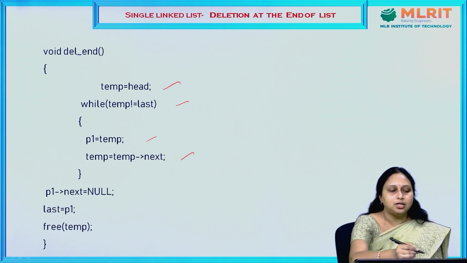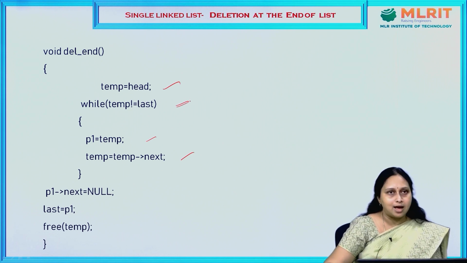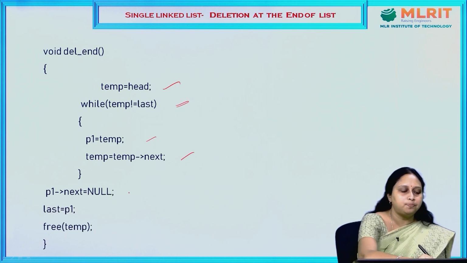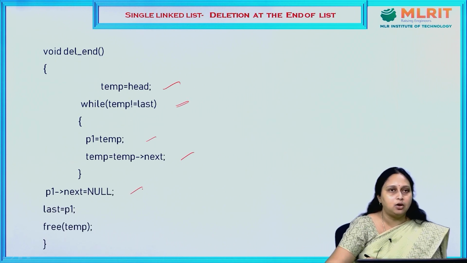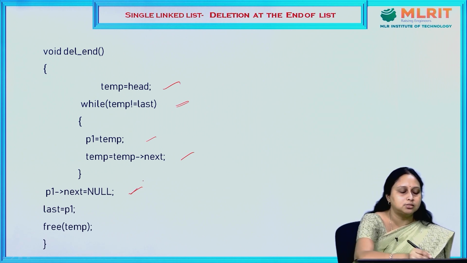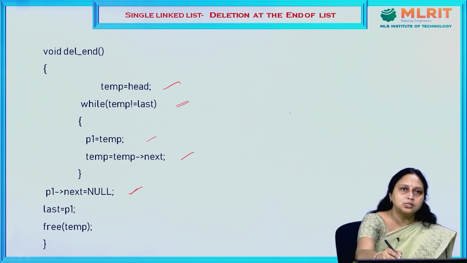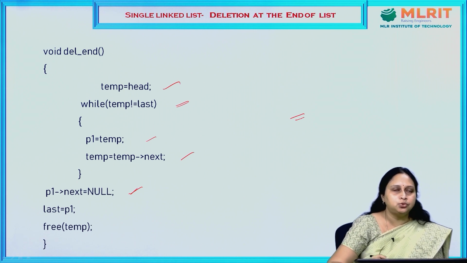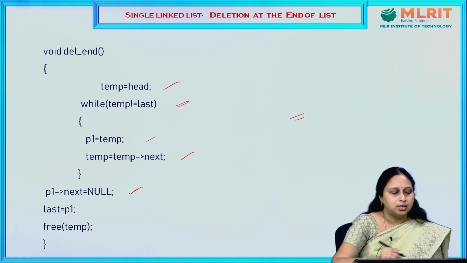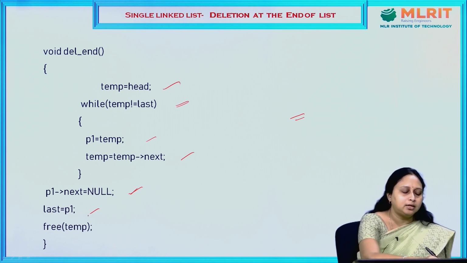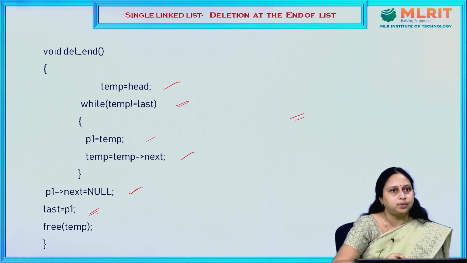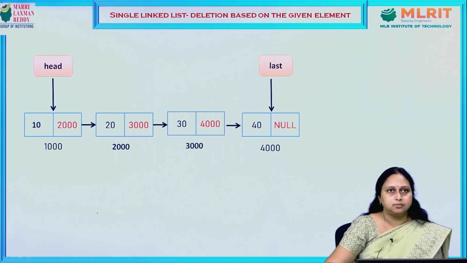If you reach temp equal to last, in that case we are going to perform P1 arrow next equal to null. Why? Because the last node's next address should be null. That's why we are going to make this P1 arrow next equal to null. And at the same time, after removing the last node from the list, the previous node becomes the last node. That's why we need to assign last equal to P1. And after assigning last equal to P1, the last node has to be removed. That means we do free of temp, so that the last node will be deleted.